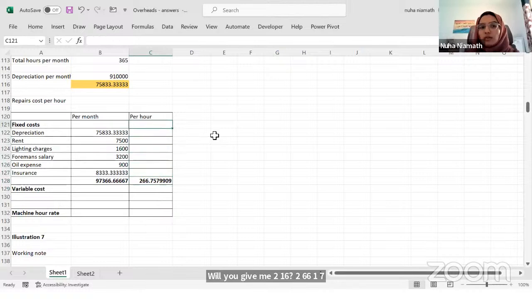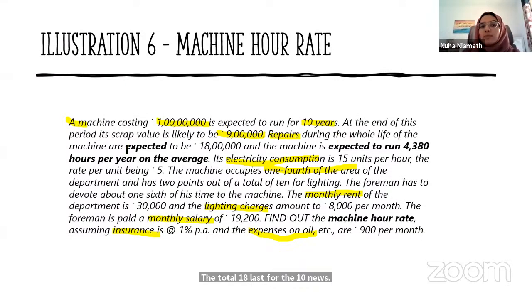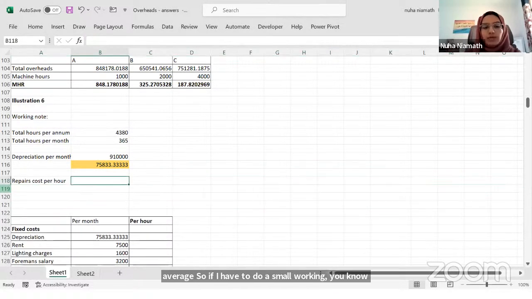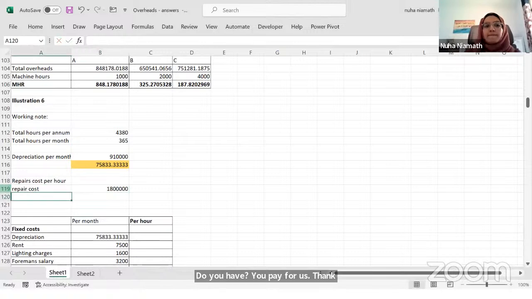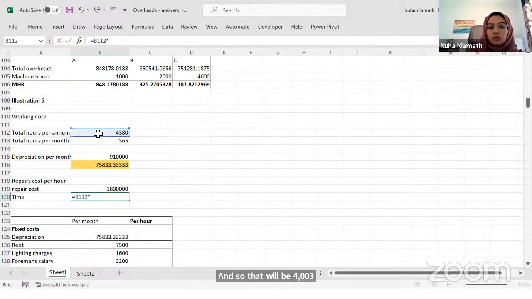I hope everybody is following me till here. Then we have the variable cost. It's the repairs. So for repairs, what we have done is we have calculated the total 18 lakhs for the 10 years. Okay. So if you go to the question, we can see that repairs for the whole life is expected to be 18 lakhs, right? And the machine is expected to run 4,380 hours per year on average. So if I have to do a small working here, we have repair cost as 18 lakhs, correct? This is for 10 years. So that will be 4,380 into 10 years.